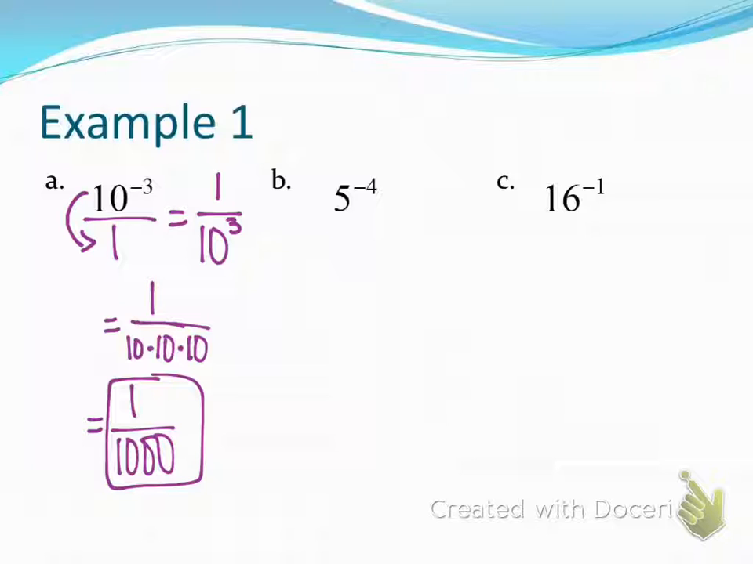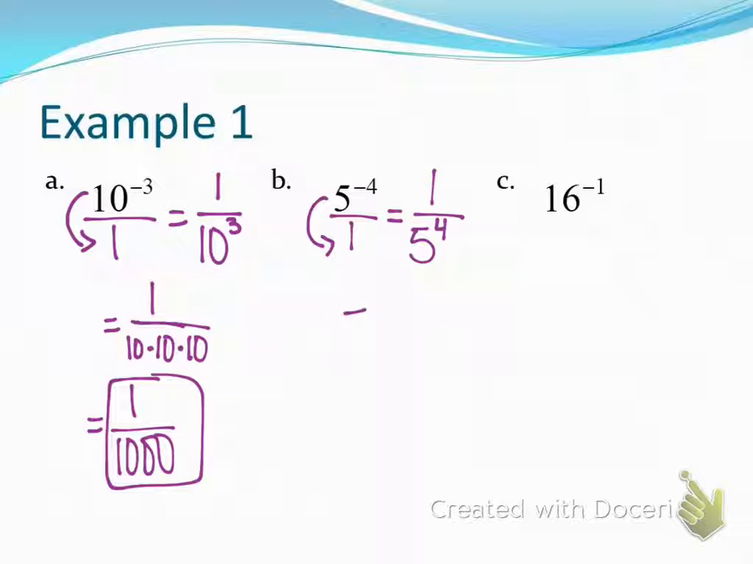All right. On letter B, we're going to start that process over. We put that over a 1, and then we have to move it so that the exponent will become positive. We need to get our exponent positive, so it needs to move. When it crosses the line, we will change the sign on the exponent. Only on the exponent. So it becomes 5 to the 4th. What's going to go in my numerator now? A 1.